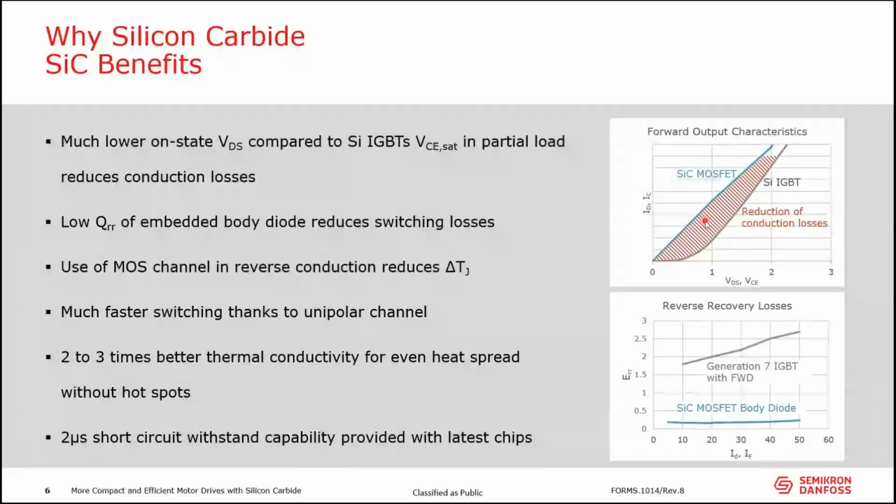And this reduction in forward voltage drop reduces the conduction losses, and that gives big benefits in drive applications, especially when we are in the lower load area. I try to highlight this by the shaded area here. Keep that in mind. That's an important fact for the following slides.